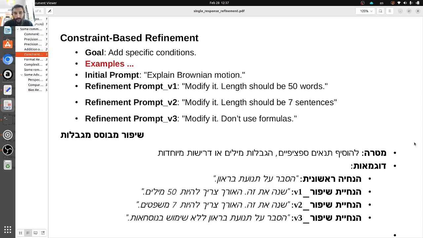Here in refinement prompt version 1 and version 2, the constraint is about the length of the response. In version 3, it's about using formulas, or to be more precise, not using formulas. But once again, these are just some example prompts, and really the constraint can be anything at all.